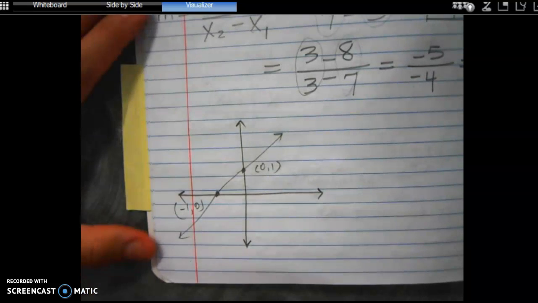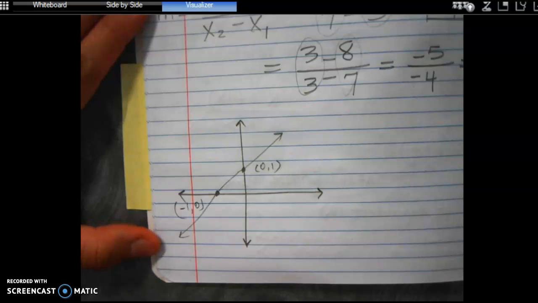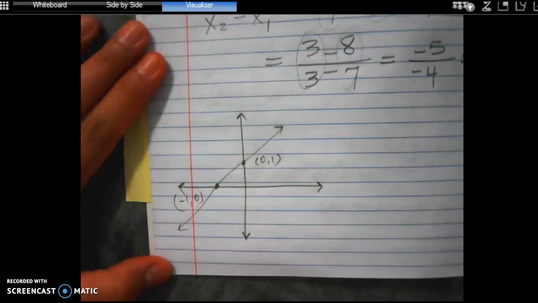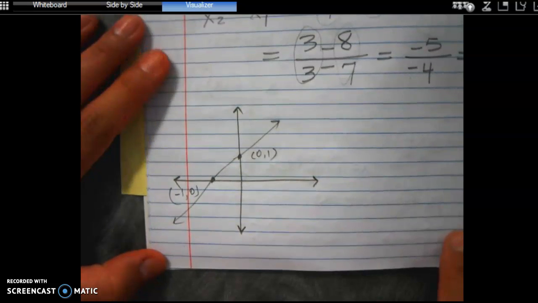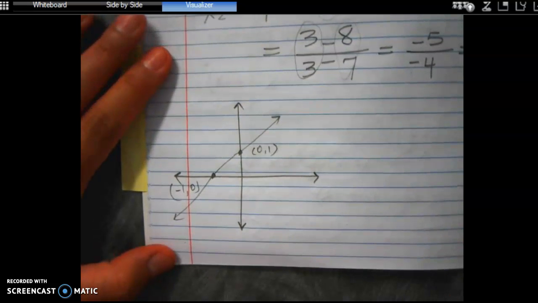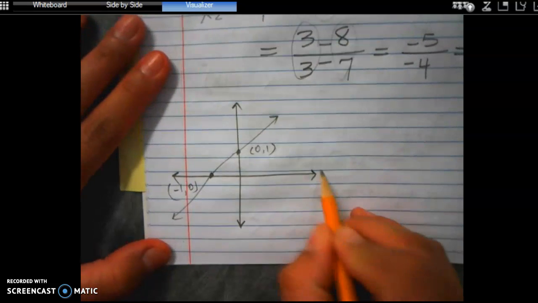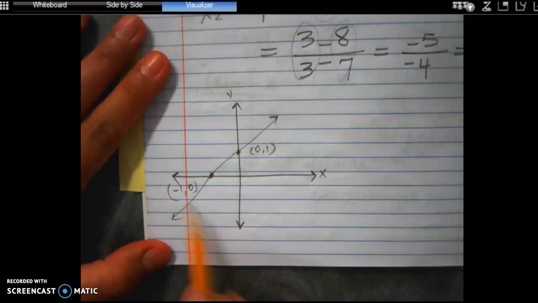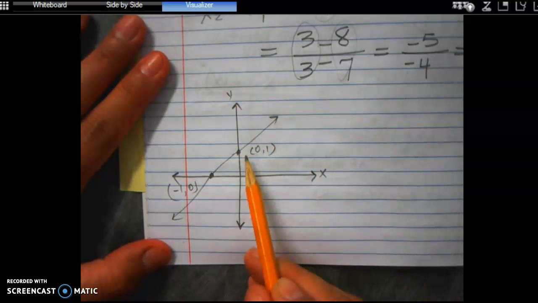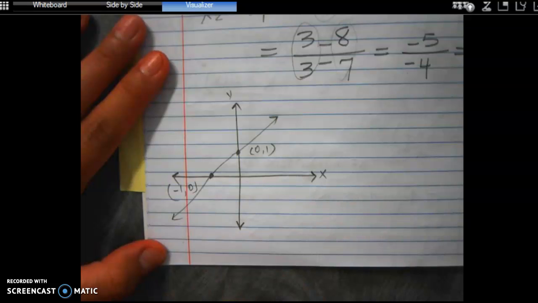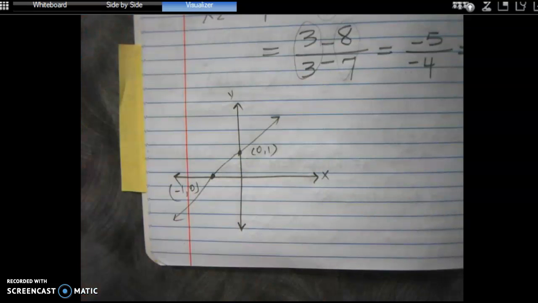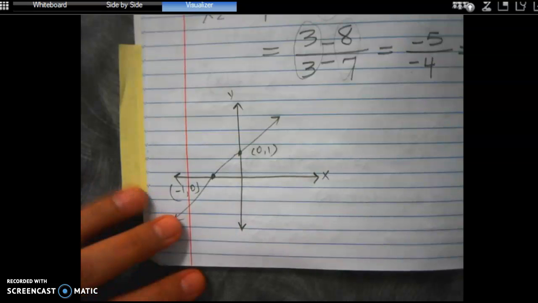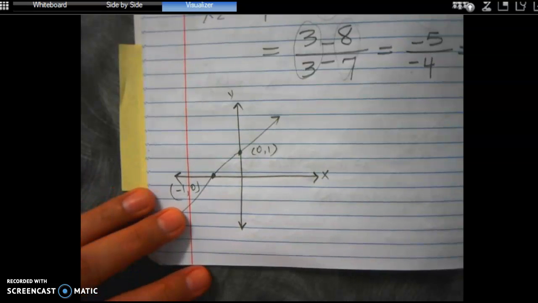If you want to pause the video and draw your graph, you can. I drew it beforehand so I can have more time to explain. So I drew my picture. I have a point on -1, 0, and 0, 1, and then I connected them with a line. I just want to quickly show you another option that we have with a graph. Okay, we can do something called a rise over run, right?